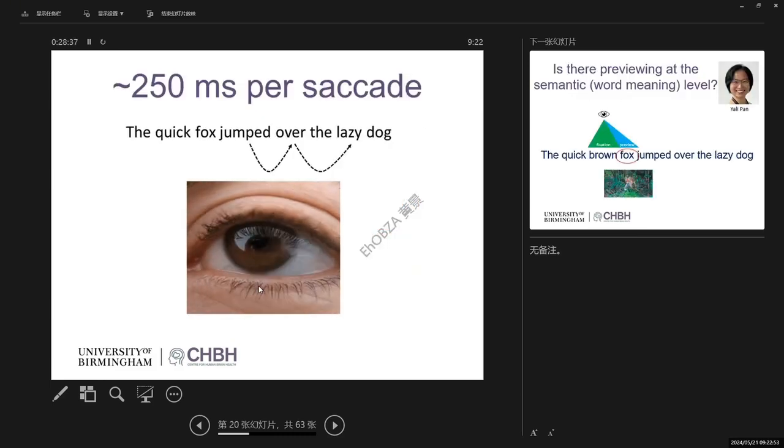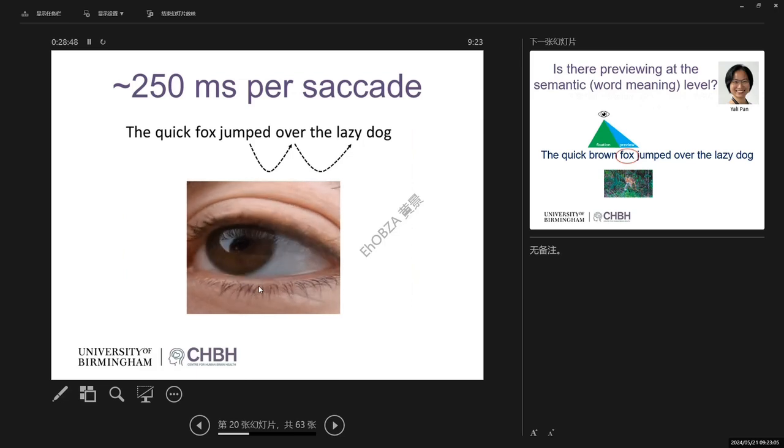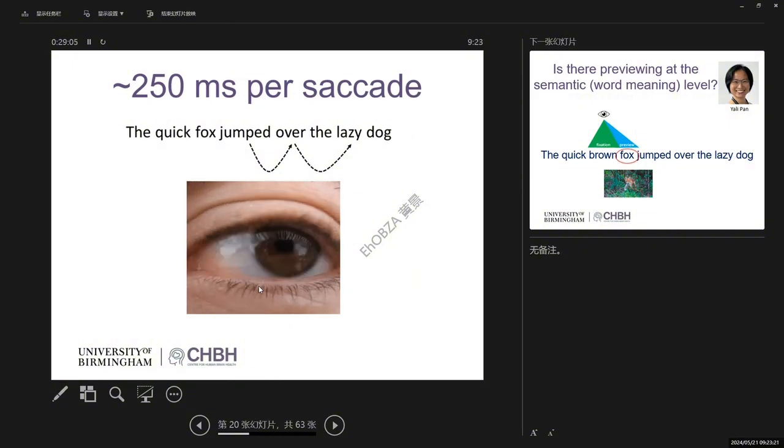Nevertheless, when we read, just as when we are doing visual exploration, we make saccades about every 250 milliseconds, so about 3 to 4 hertz. Furthermore, there's also this parafoveal processing going on, as we talked about before. What is the evidence for that? Well, the evidence is that sometimes we are skipping words. So, the quick fox jumped over the lazy dog. Sometimes you will find that when people read sentences like this, typical words like "the" are skipped because it's not very informative.